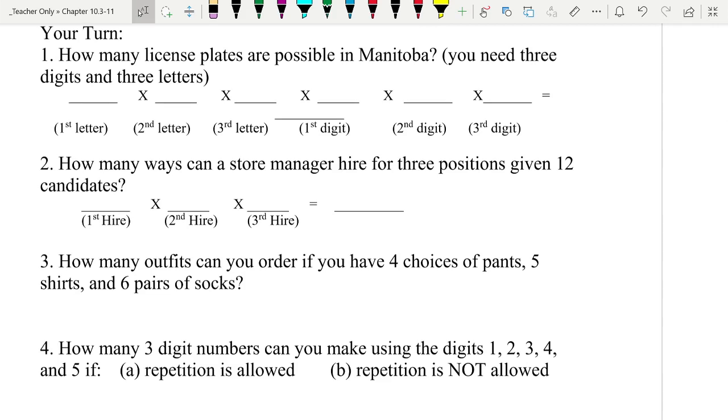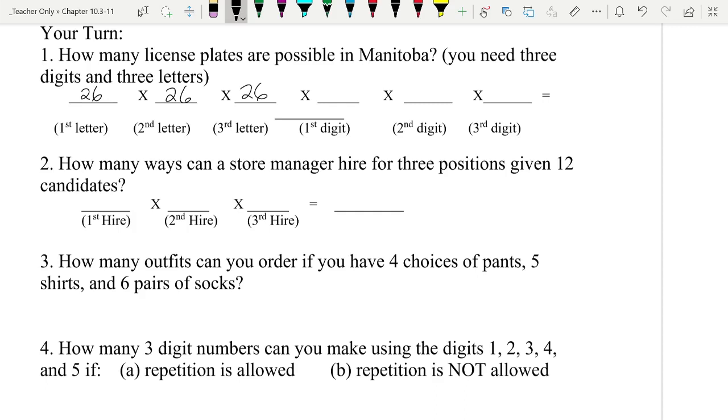How many license plates could there be here in Manitoba? Well, for those of you who don't know, a license plate is 3 letters, then 3 digits. We'll ignore things like vanity plates and government plates. So the first letter, there's 26 letters in the alphabet. You could have A, B, C, D, E, F, G, all the way to Z. Let's assume you can repeat letters. So there's 26 things you can get for the second letter. And then there's 26 things you can get for the third letter.